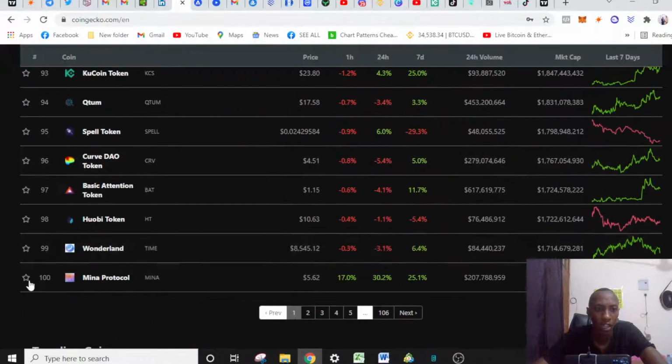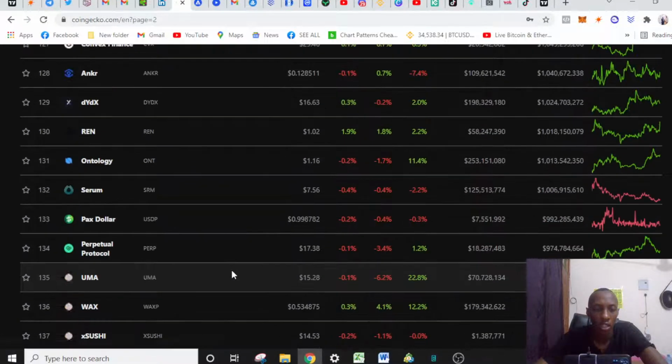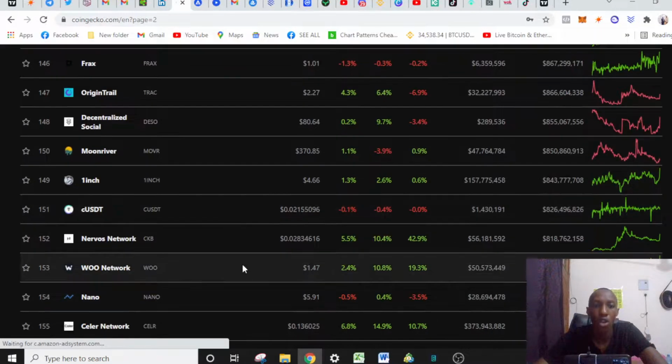Probably this is the top 100. You can even go further and go to the top 500. Okay, those are the coins. These are the coins now. And you see there are over 10,000 coins, so you have to know which coins to buy and you research them first. Coins like Moonriver.